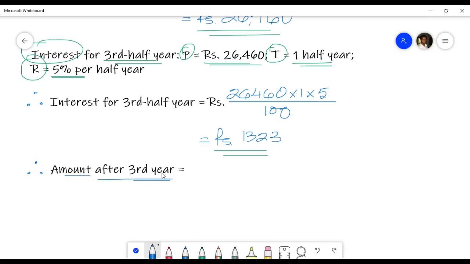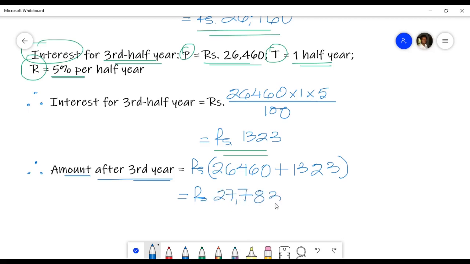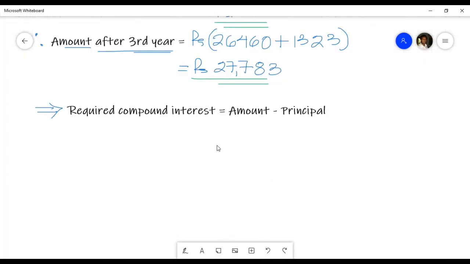Now we have to find the amount after the third half year. The formula is principal plus interest. We'll just replace the values. 26,460 is the principal plus interest is 1323. When you add this, you will get the answer as rupees 27,783. So what is this? This is the amount after the third half year.